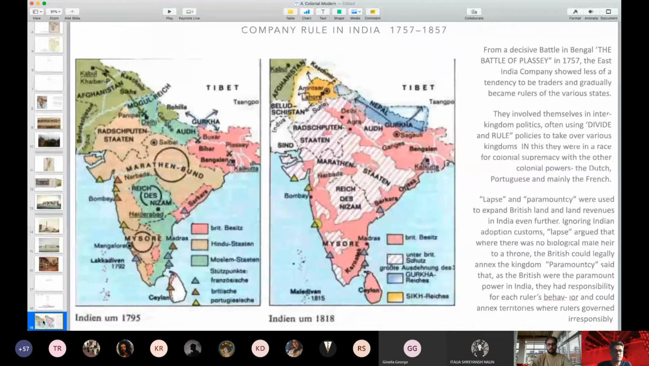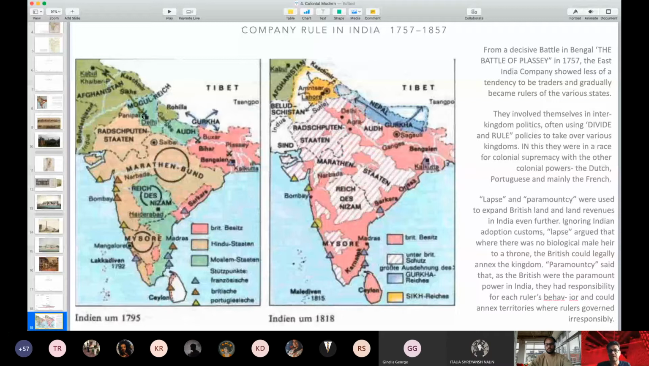I've already spoken to you about the different ways in which the British began to completely take over the country. What you're seeing on the left is the map of India in 1795, with the yellow and orange showing the extent of Maratha rule. In less than 20 years, look at what you have here.